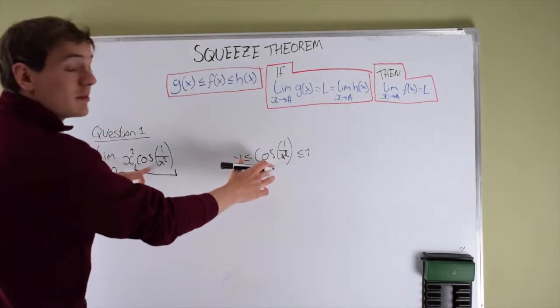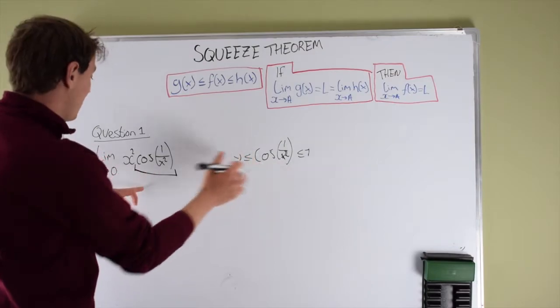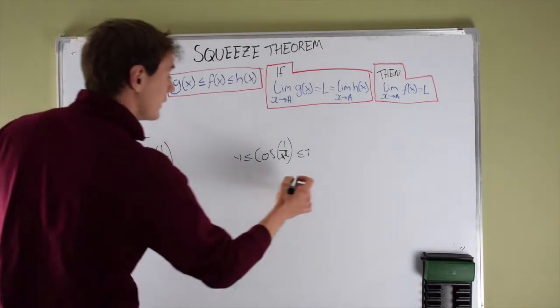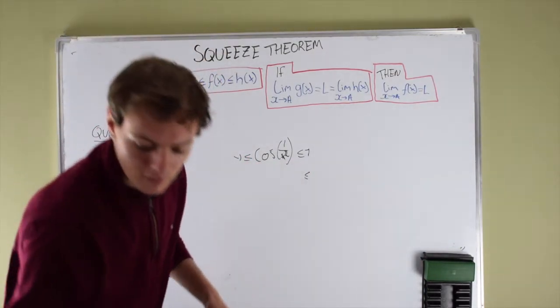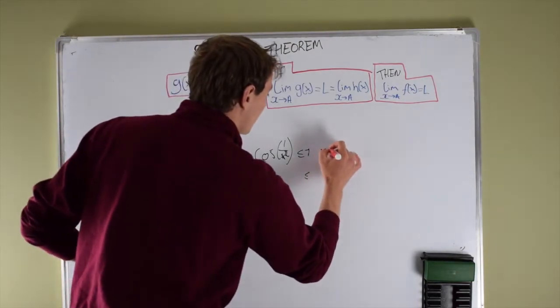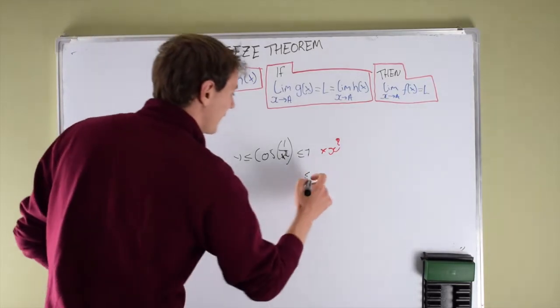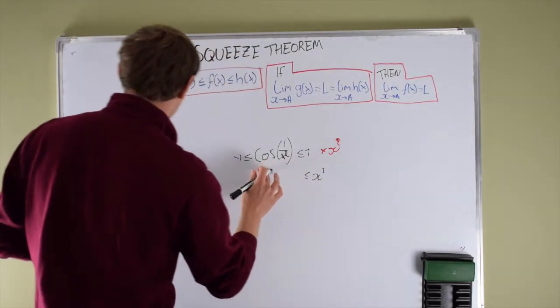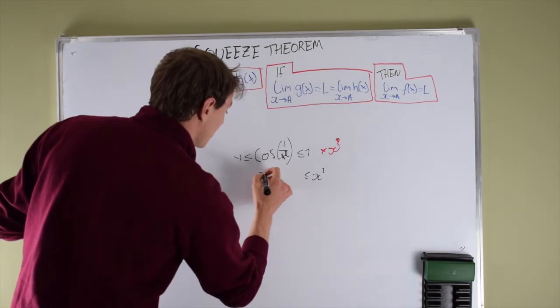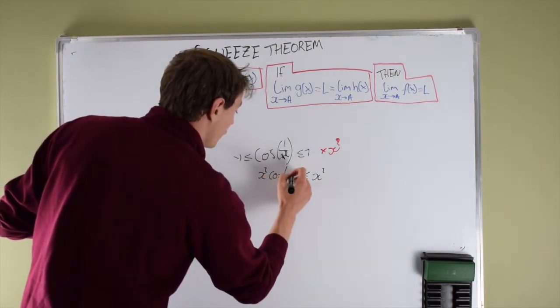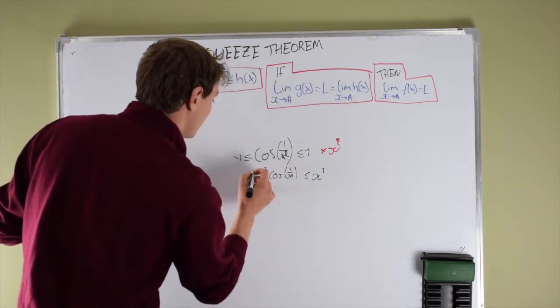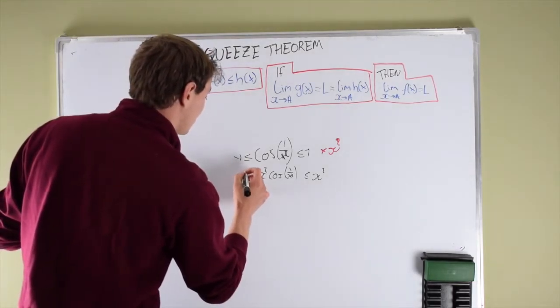So this is similar to what we're dealing with originally here. However, it's just missing an x squared. So if we times it by x squared, we're essentially getting the original function back in the middle, x squared cosine 1 over x squared, and on the left side this is just minus x squared.